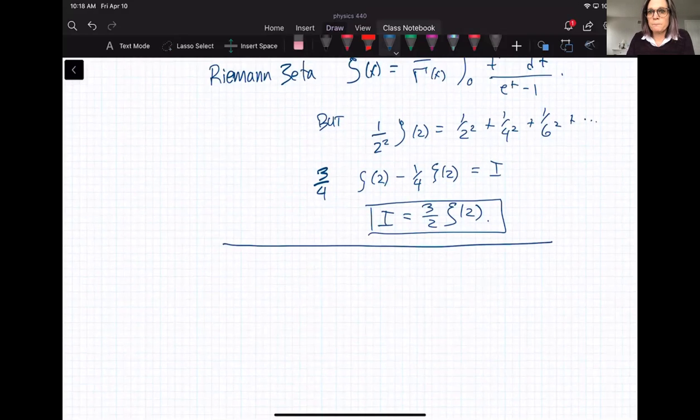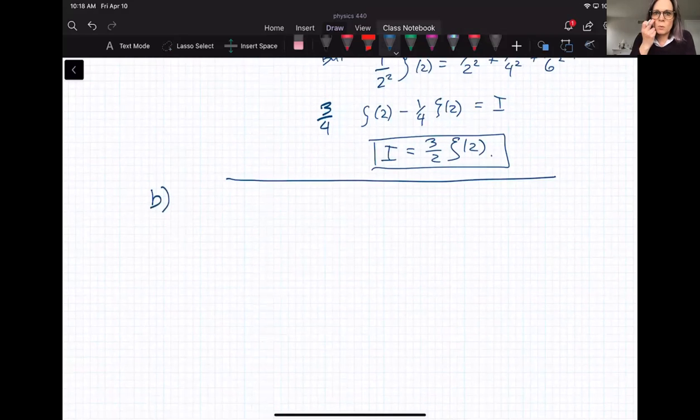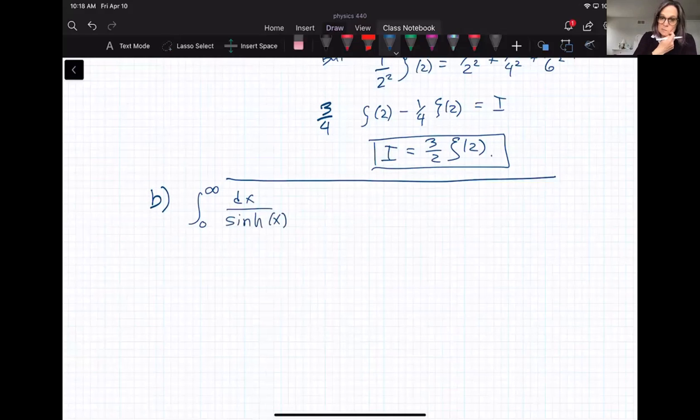Thumbs up? We good? I know there's a lot of writing. Okay. Another example, and this is just more of a utilitarian example. It's also very similar to something you have in your homework, I think number 1.10.3. So you can do the integral from 0 to infinity. Ask what is the value of 1 over sinh of x. Now, this may or may not be a divergent integral.